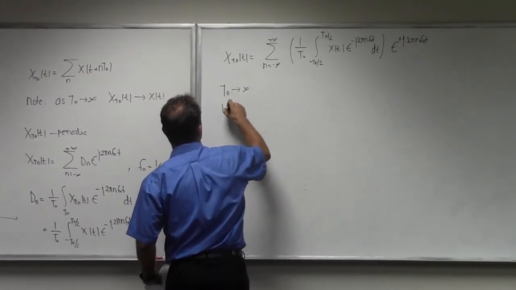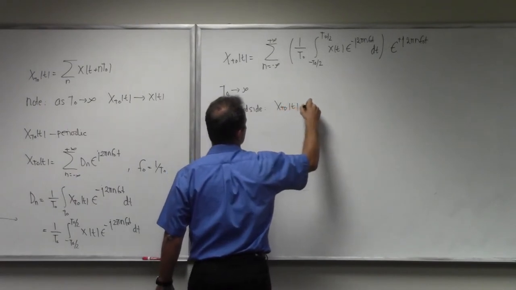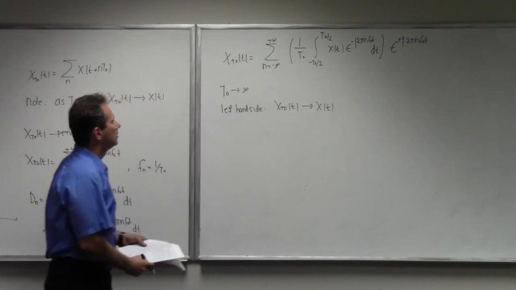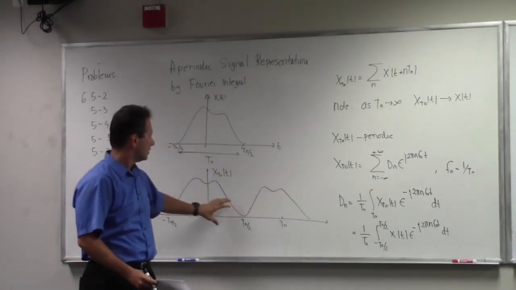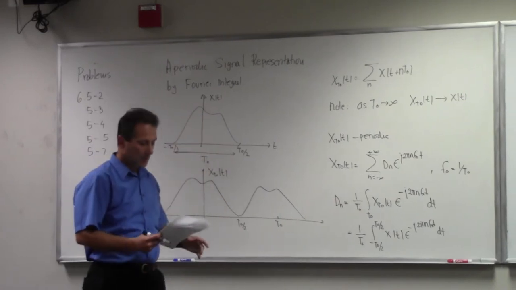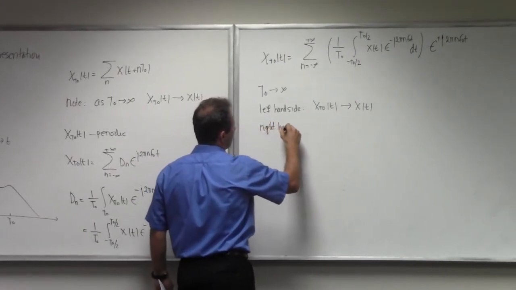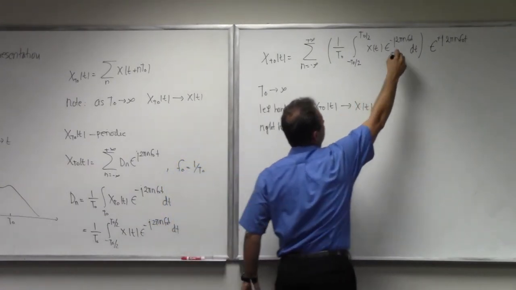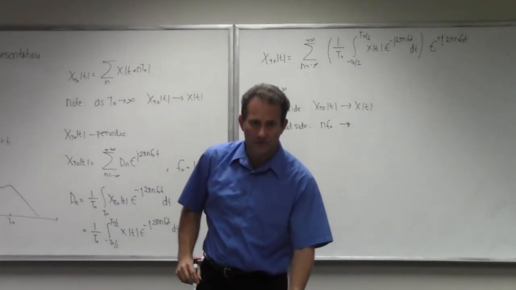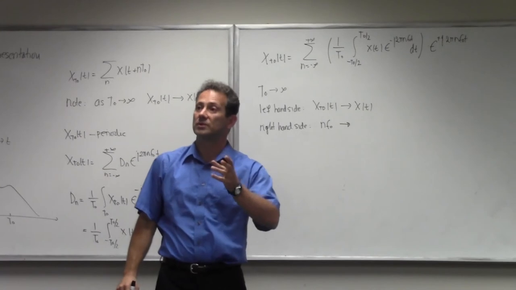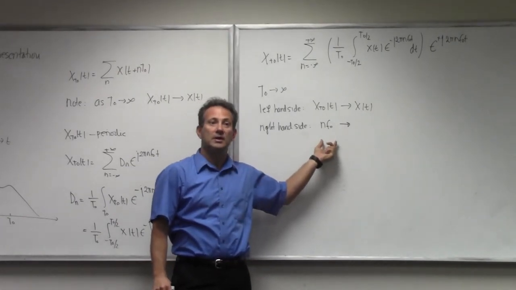What I have on the left hand side, x_{t0} of t, is going to converge to x of t. We already mentioned that as t0 goes to infinity, the repetition of the signal happens after such a long time that you really have x_{t0} equal to x of t. On the right hand side, I look at this n f0. What does this become? As t0 becomes infinite, how about f0? Zero. f0 goes towards zero. It becomes infinitesimally small. So what about n f0 then? It becomes continuous.